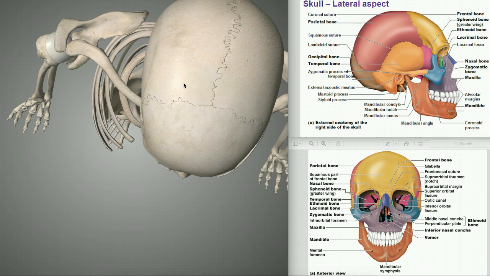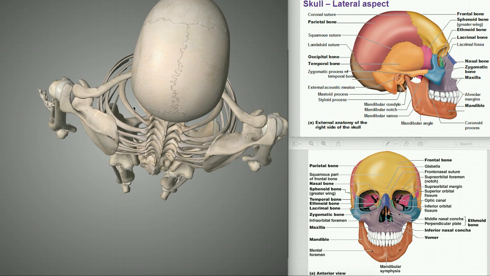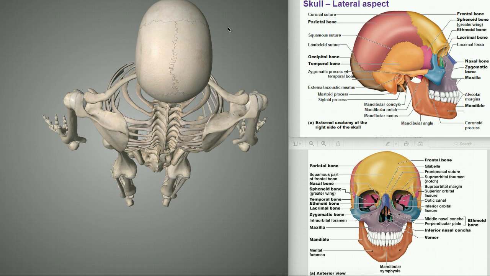Now, this line here is known as the coronal suture, and there's another suture that splits between the two sides of the parietal. So you have the parietal right here, and then you have the parietal left here. Now if I was to flip this completely back around, you can see that there's a parietal right and there's a parietal left.